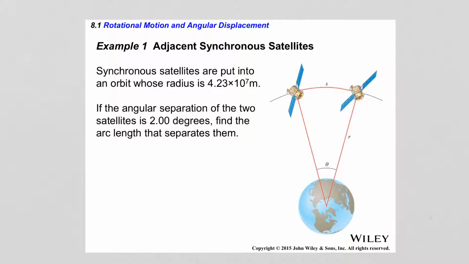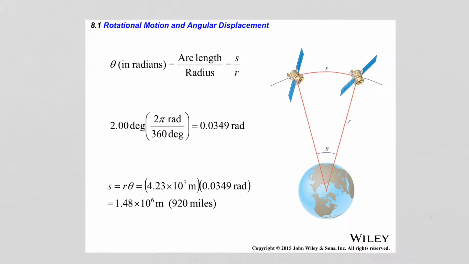Let's apply the definition for the angle of rotation or the angular displacement in a simple example. Synchronous satellites are put into an orbit whose radius is 4.23 times 10 to the 7th meters. If the angular separation of the two satellites is 2 degrees, find the arc length that separates them. So the first task is to convert the angle from degrees to radians.